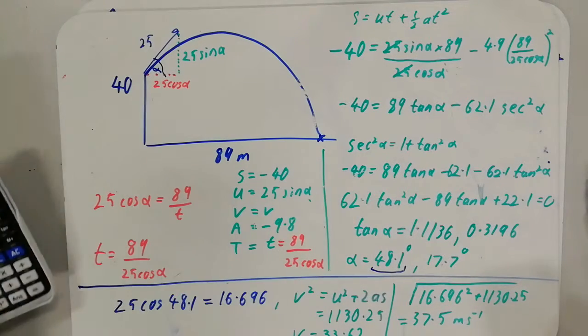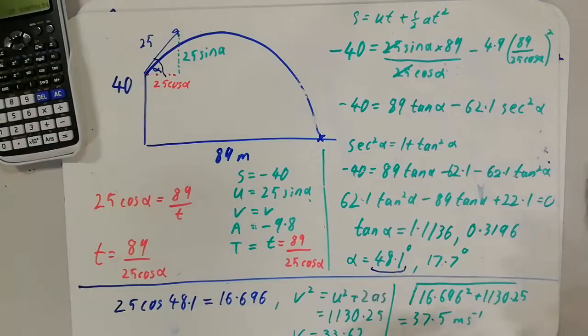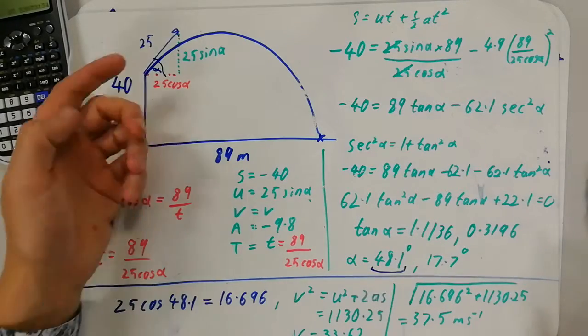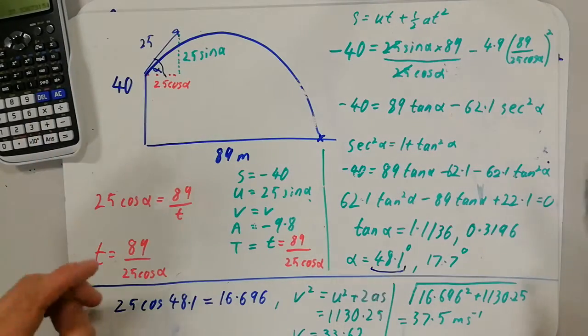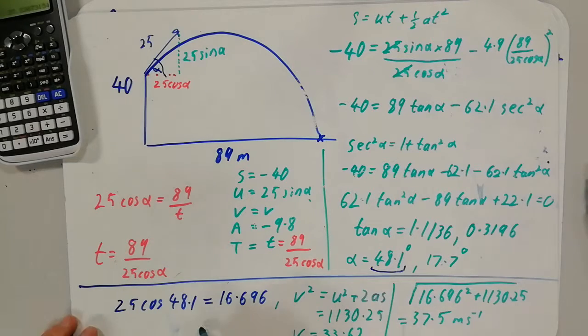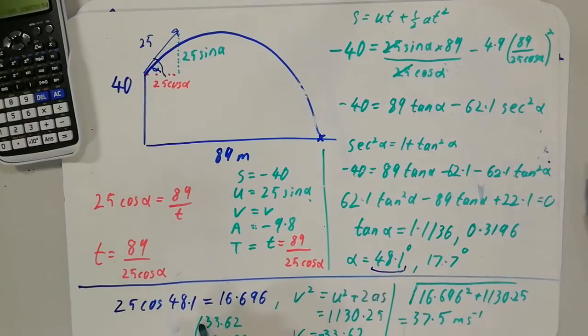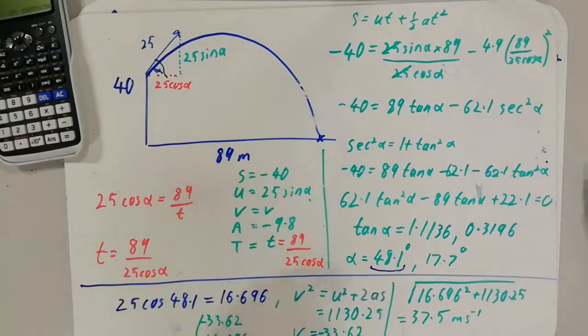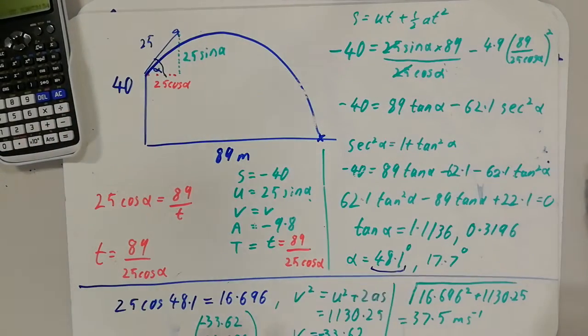meters per second. Okay, just be cautious. When it asks for speed at which it hits the ground, that doesn't have a direction. It's a scalar, not a vector. The velocity with which it hits the ground would be 33.62, 16.696. In fact, it would have been negative of that because it's moving downwards at that time. Okay, that's the velocity.